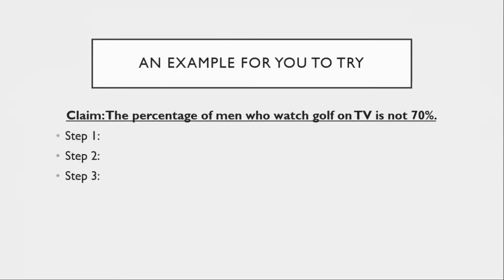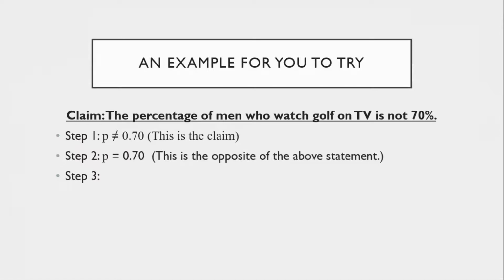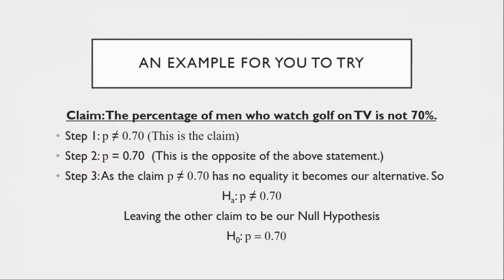So let's try one more. The percentage of men who watch golf on TV is not 70%. The claim then is that the proportion, P, again a parameter, is not equal to 0.7. The opposite of that claim would be that it is 0.7. The null hypothesis becomes the one with the equality. The alternative becomes the one without. So the alternative hypothesis for the scenario is that P, the proportion of men who watch golf on TV, is not 70%, leaving the null hypothesis to be the statement that the proportion of men who watch golf on TV is 70%.